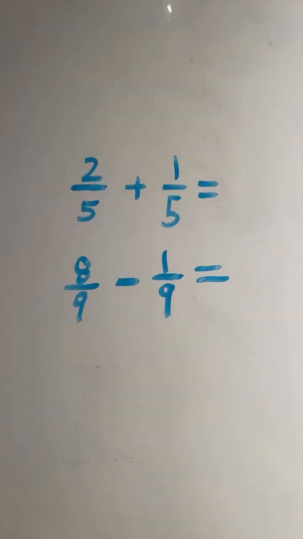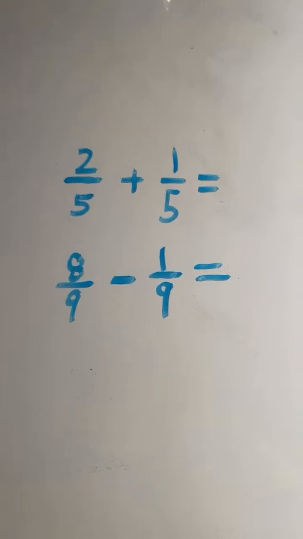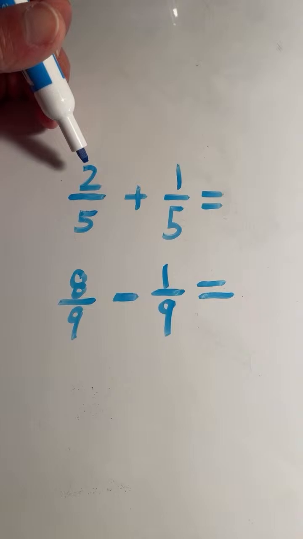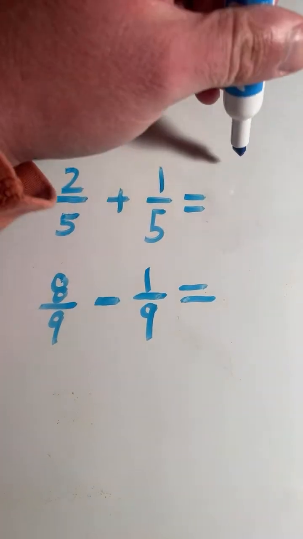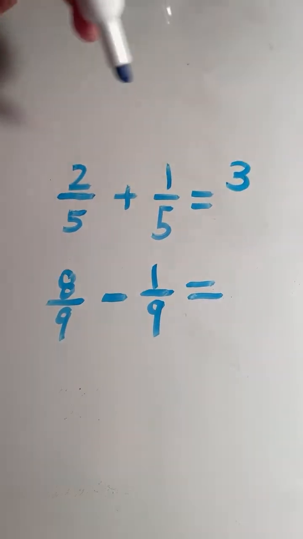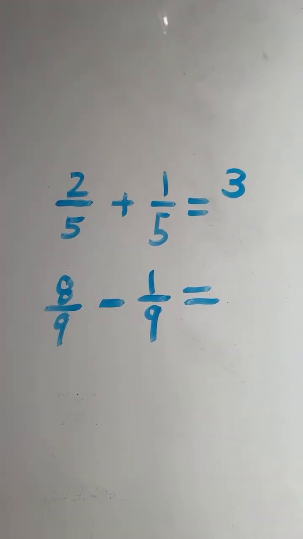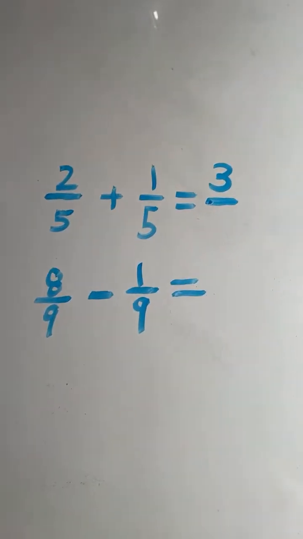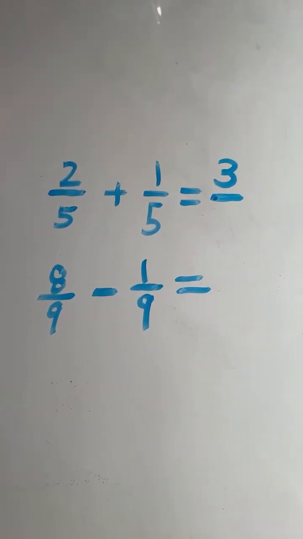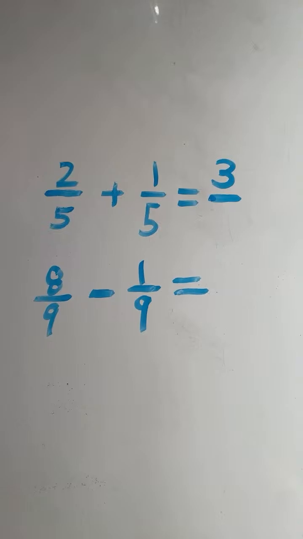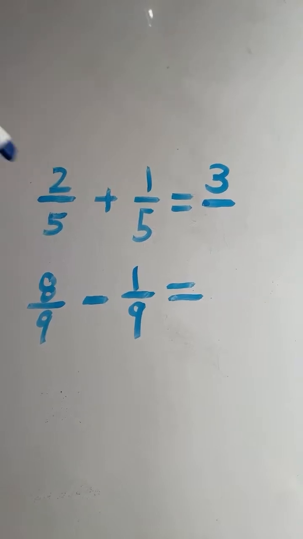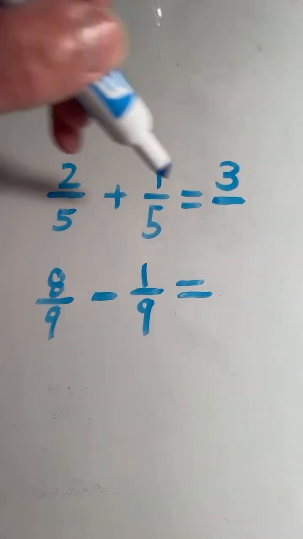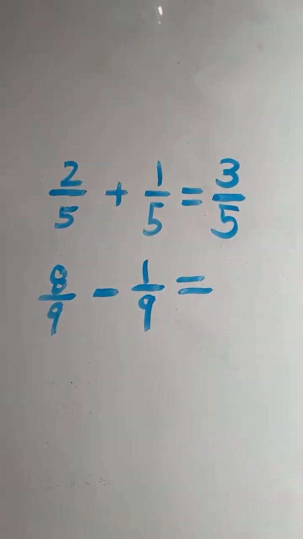So adding and subtracting fractions with like denominators, very simple. Step 1, you add your numerators, aka the top numbers. So what is 2 plus 1? 2 plus 1 equals 3. Step 2, you keep the denominator the same. So when the denominator is the same for both the fractions that you're adding or subtracting, you keep it the same in your answer. So the denominator for both of these fractions is 5. 2/5 plus 1/5 equals 3/5.